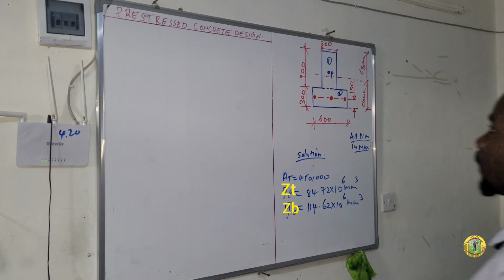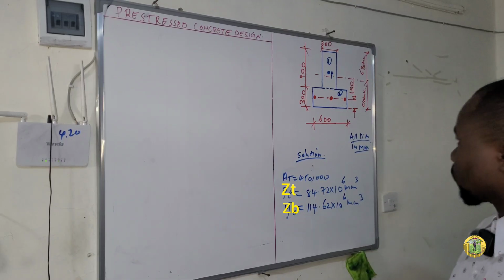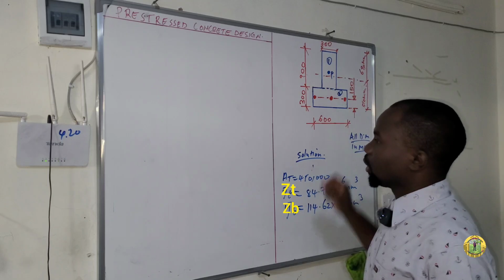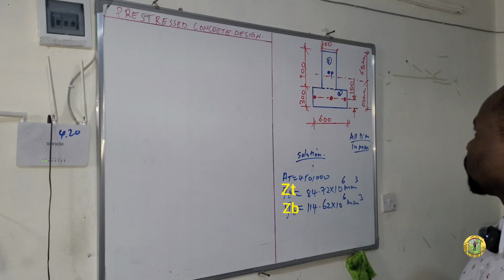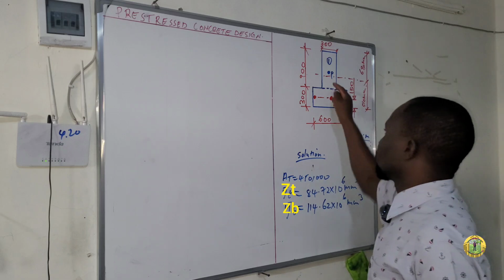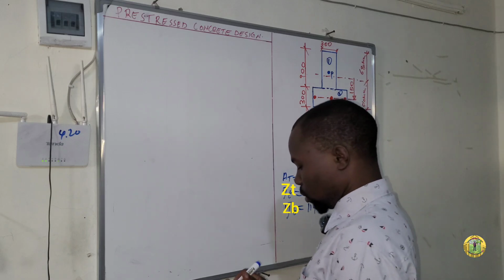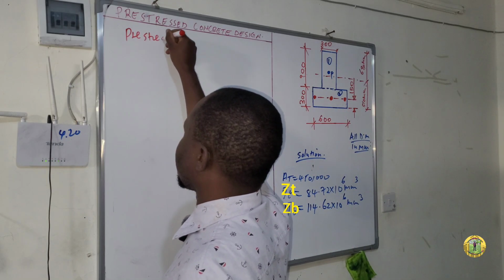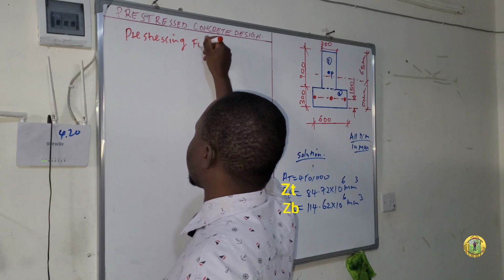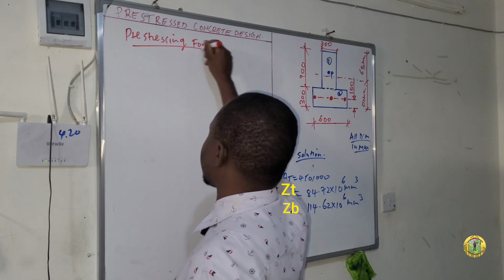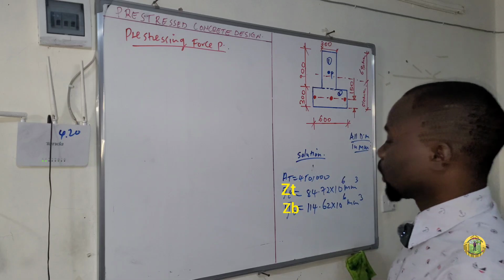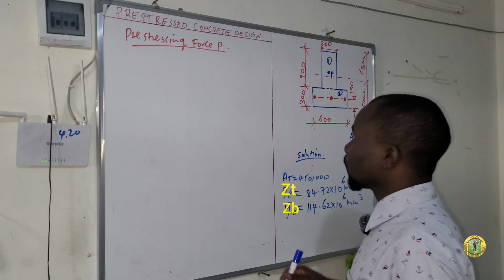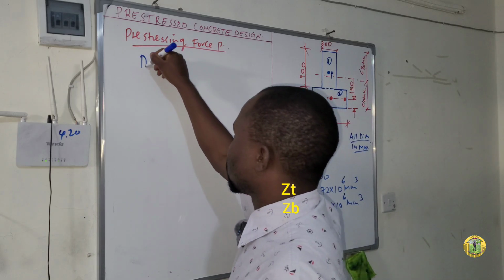So what follows next is the calculation of the prestressing force, P. Because we have not been given the value of this force P, then it means we have to calculate the value of this force P. So prestressing force P. So for us to calculate this prestressing force P, we need to calculate first the area of the cable.